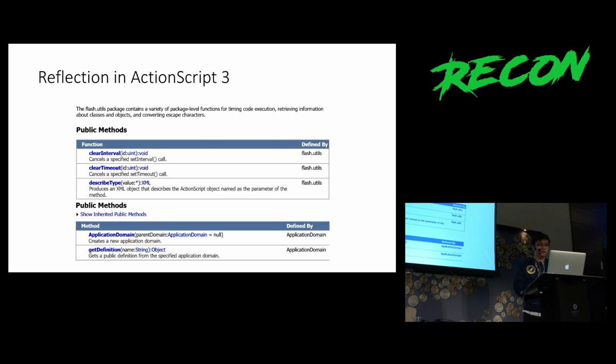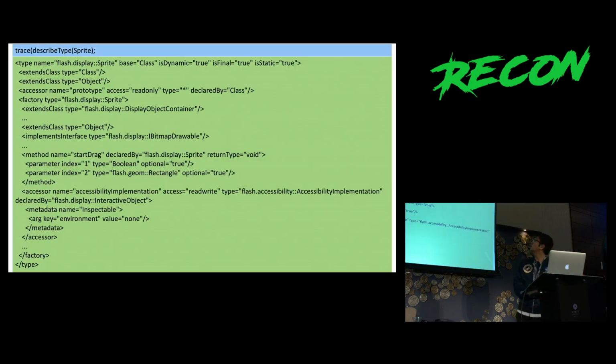But AS3 is not that easy. AS3 has two important methods which can be used for reflection. The first one is describeType in the flash.utils class. The second one is getDefinition in the ApplicationDomain class. If we call trace(describeType(...)), we can get a huge XML file. And this XML contains everything about the input class.